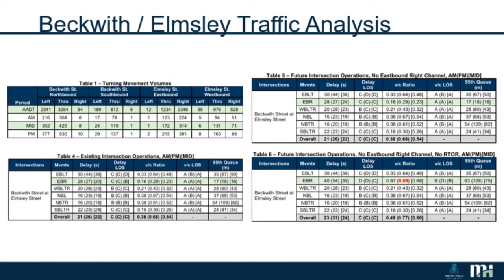Right. Table 6 shows what happens if you don't allow right turn on red. And you see there that the queue length dramatically increases to 108 meters. And that's why that condition's not proposed. The length of the dedicated right turn lane back on Elmsley Street is 40 meters. So any queue within 40 meters doesn't stack up and obstruct the through traffic. Anything more than 40 meters would obstruct that. Hopefully that answers your question. Matt, is there anything that I've missed here and I should add? No, that pretty much clears it for the traffic question.